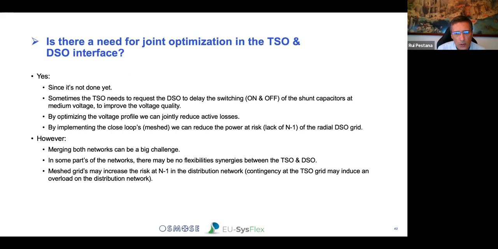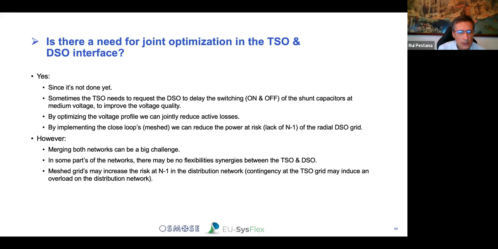Of course, this topic specifically was not addressed in the flexible scheduler that we are using here, but I mentioned that these are the opportunities that we can have by joint optimization between the TSO and the DSO. However, as you know, merging the grids and making a global optimization is not really very easy. It's really a big challenge, starting with the data and the data format, of course.